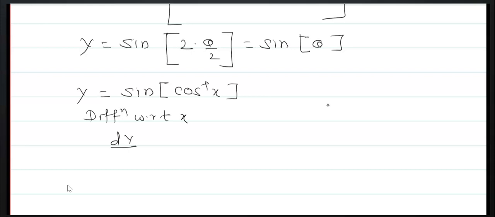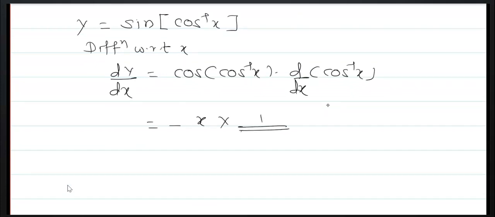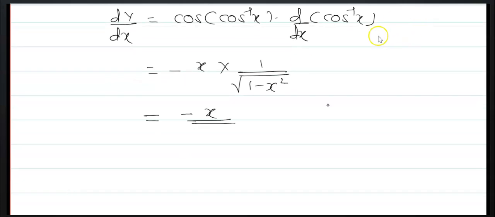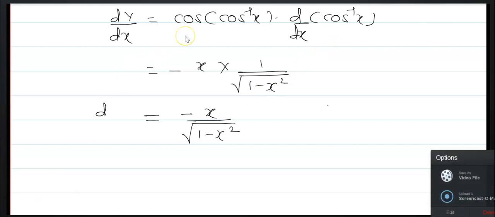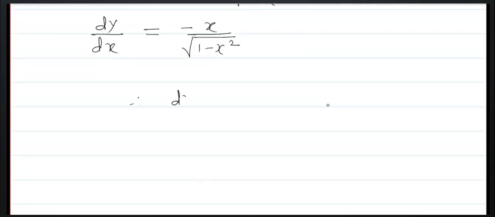Now differentiate this with respect to x. Therefore, dy by dx is equals to cos of cos inverse of x into derivative of cos inverse. That is a minus... what is the derivative of cos inverse? Now here is a cos of cos inverse of x, that is x, and derivative of cos inverse of x is minus 1 upon root of 1 minus x square. Therefore, dy by dx is equals to minus x upon root of 1 minus x square. This is the answer.